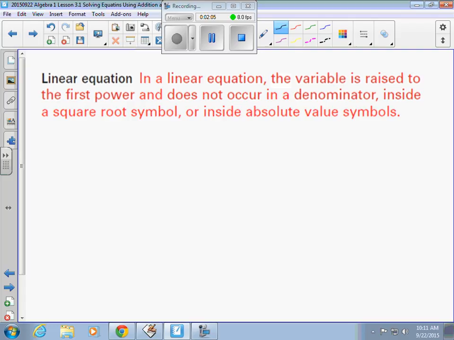A linear equation is anytime y is equal to x to the first power. Remember, you never write anything to the first power. It's understood as being to the first power. That is a linear equation because it is a straight line.